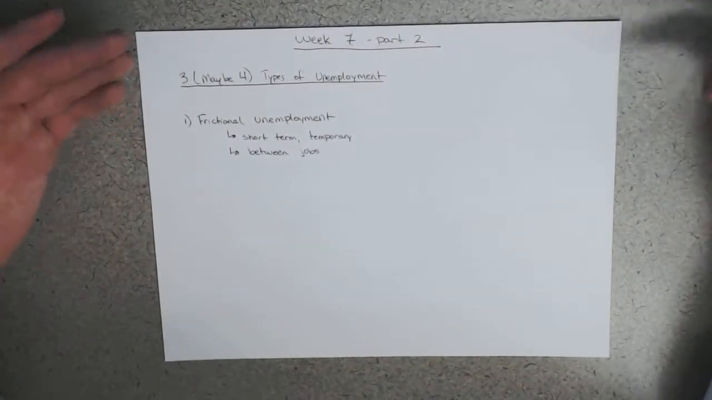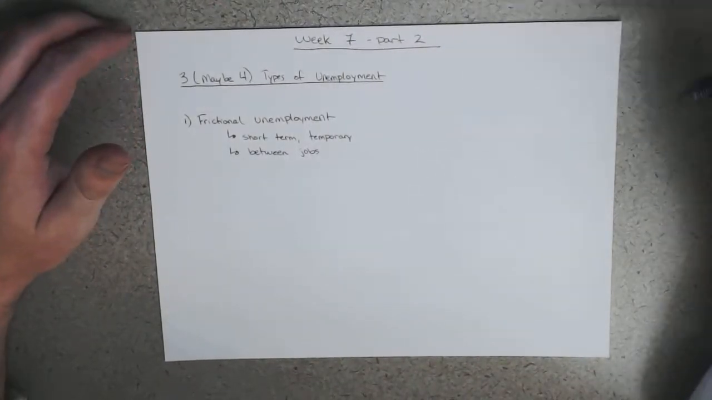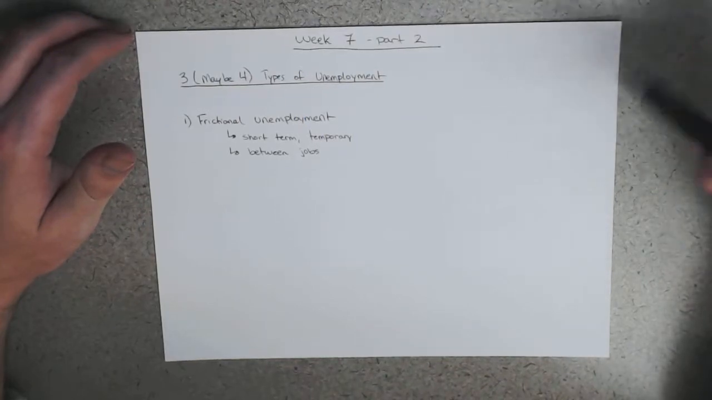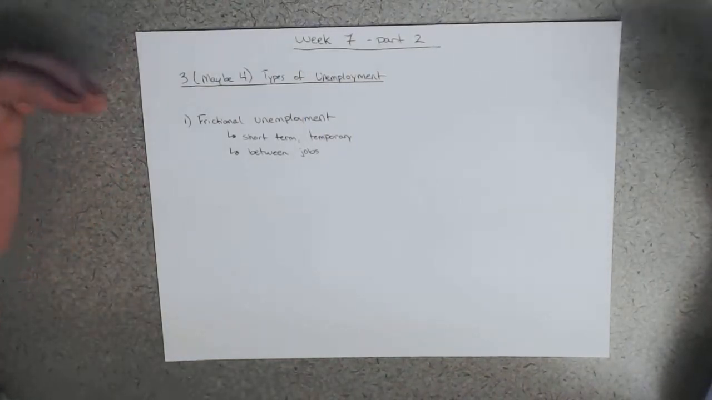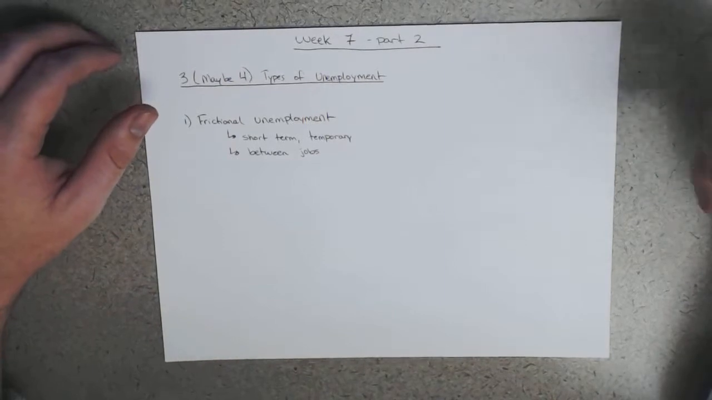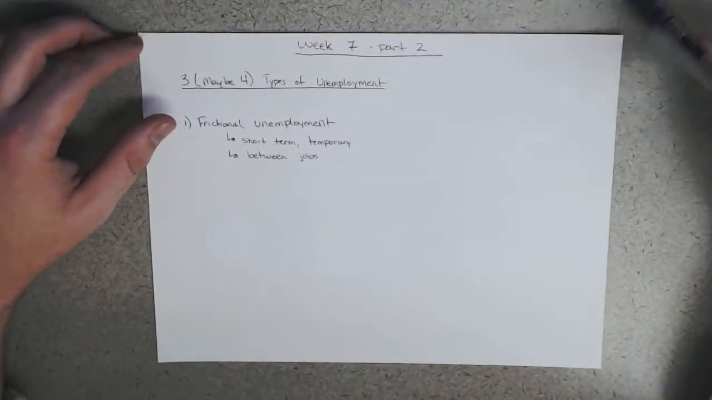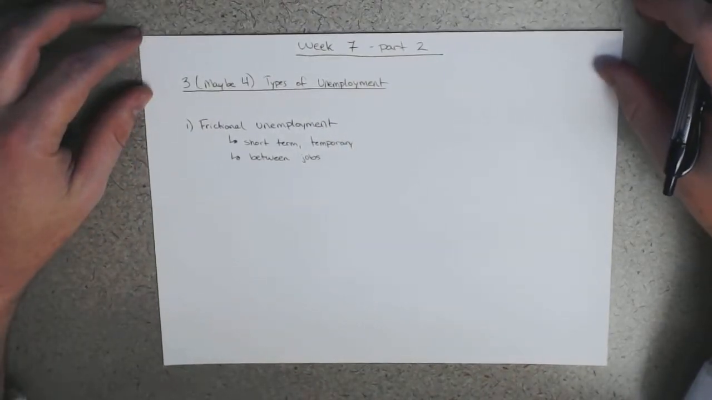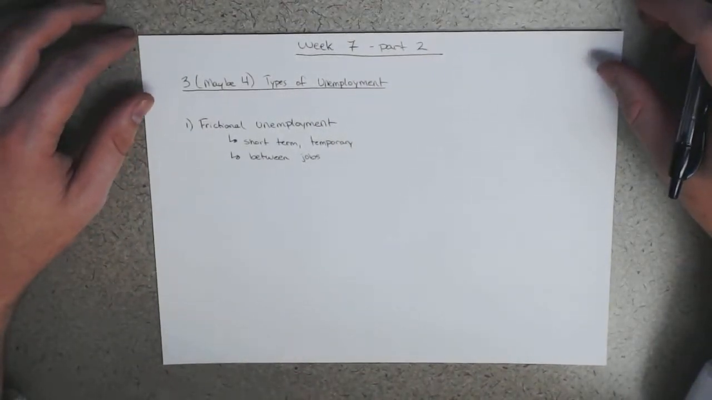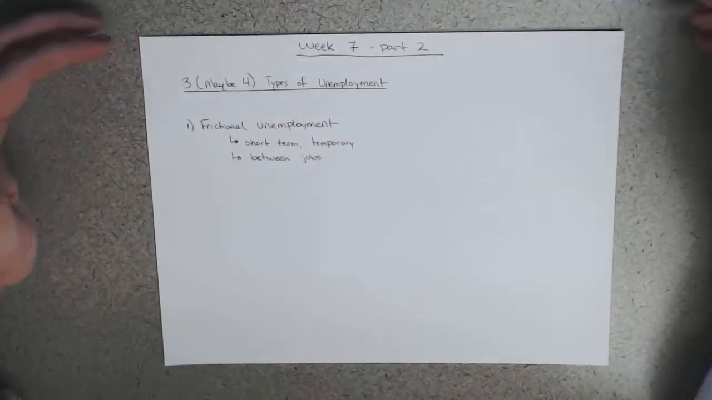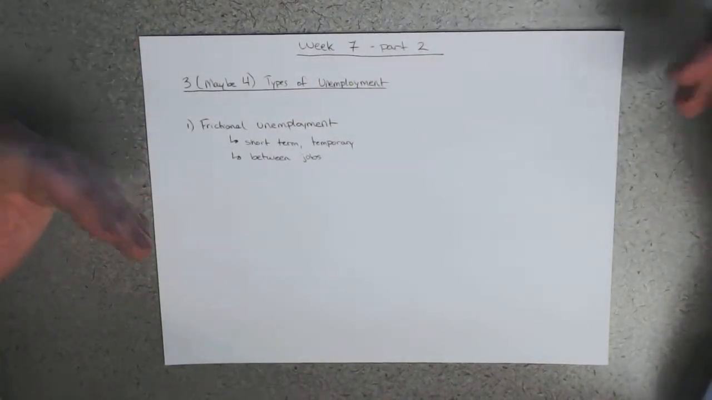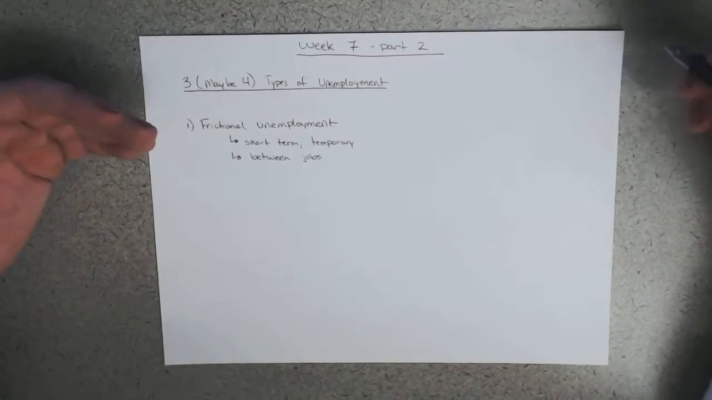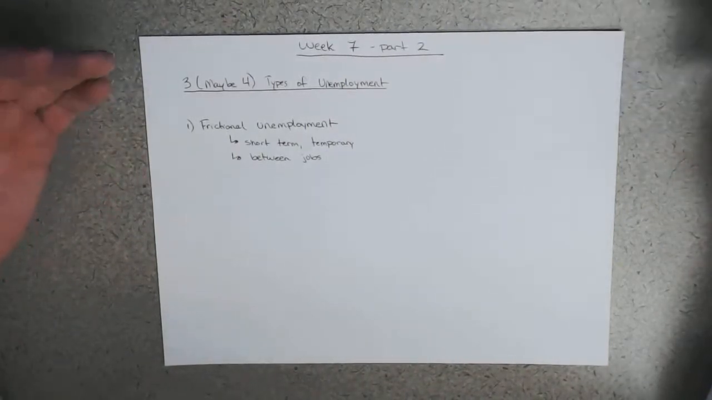So a salesperson who gets fired is probably not going to have a difficult time finding a new sales job. A waiter or waitress who decides to quit his or her job at one restaurant is probably not going to have a terribly difficult time finding a job at a new restaurant. These are all examples of frictional unemployment. It's short term, you're just between jobs.